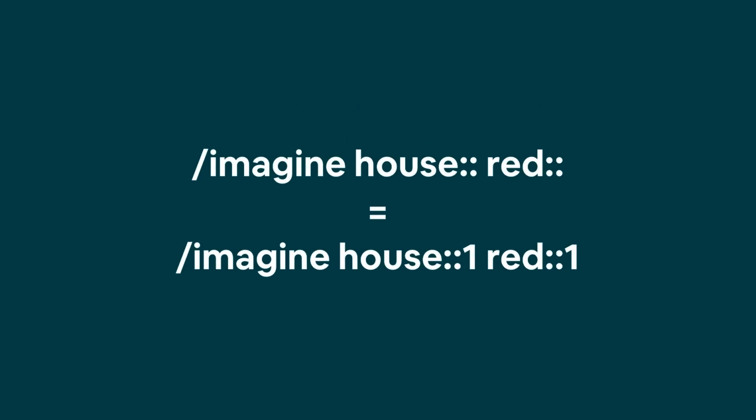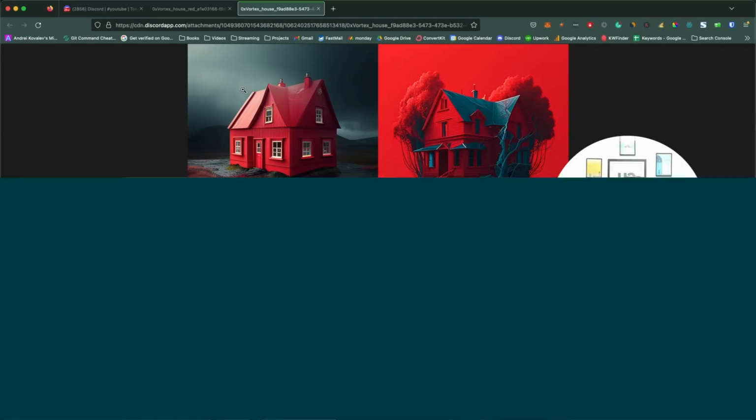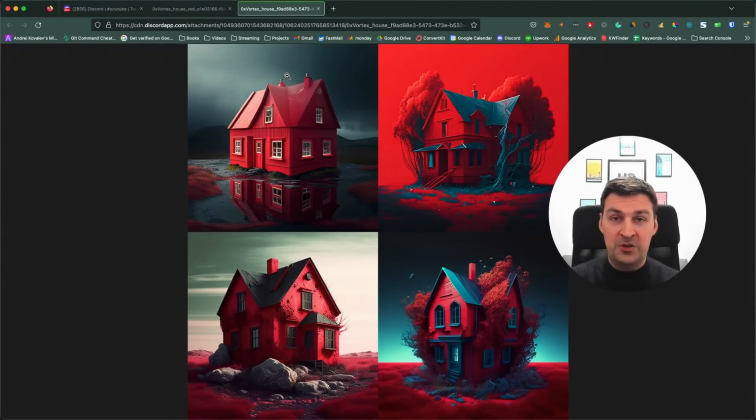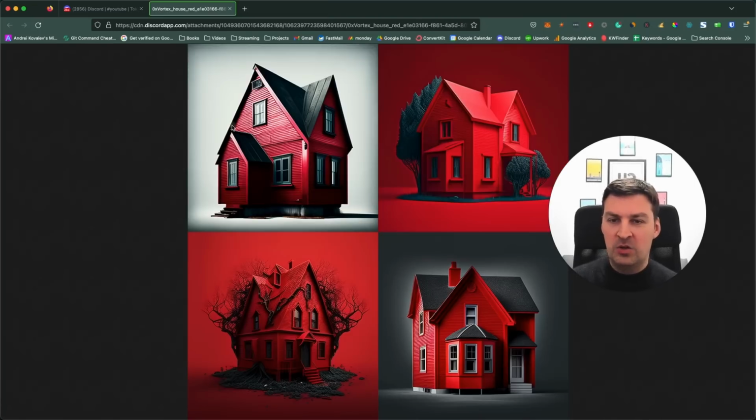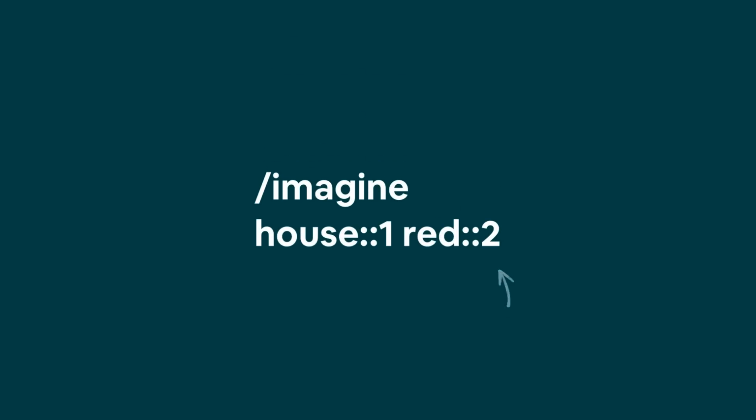By the way, if you do not add a value to your text weights and just use the double colon, then it's the same thing as if you had added a value of 1. So the absence of a value essentially equates to 1. Okay, so this is already pretty good, but the fun really starts once you start playing around with the different weights. So let me quickly close down these images. And this time we're going to enter the prompt, imagine house with a weighting of 1 and red with a weighting of 2 and seed of 1.